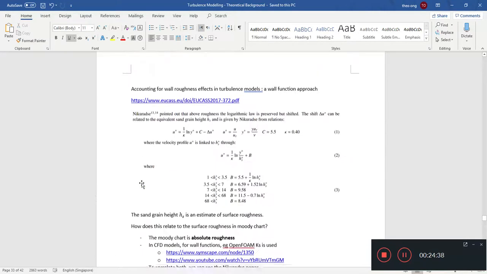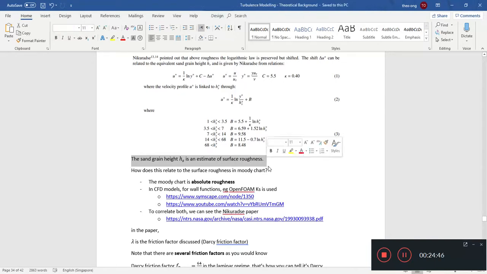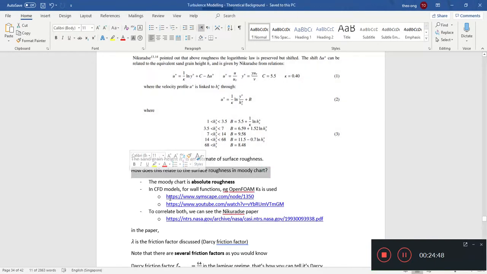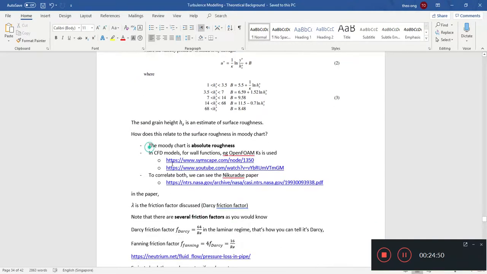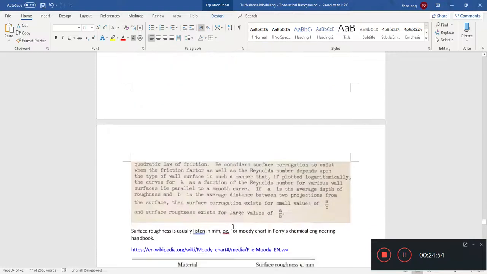And then of course we have this. I say the sand grain height is an estimate of surface roughness, but is it the same as the roughness in the Moody chart? I'll just copy and paste most of these things here, and there you go.